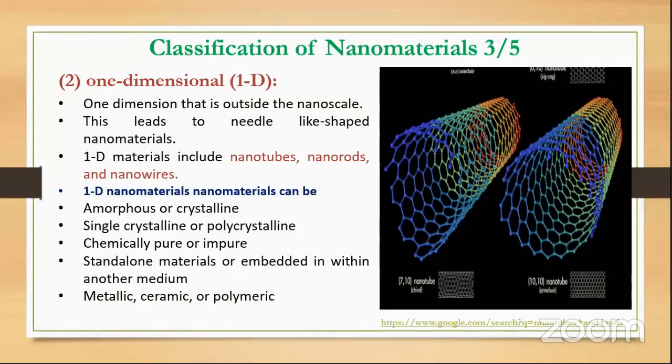Now, the second classification, one-dimensional nanomaterials. One-dimensional nanomaterials are materials that exist at one-dimension scale. The best examples of this category are nanotubes, nanorods, and nanowires. These materials also exist in amorphous or crystalline nature, as well as polycrystalline nature. Metallic, ceramic, and polymeric one-dimensional nanomaterials are all available.